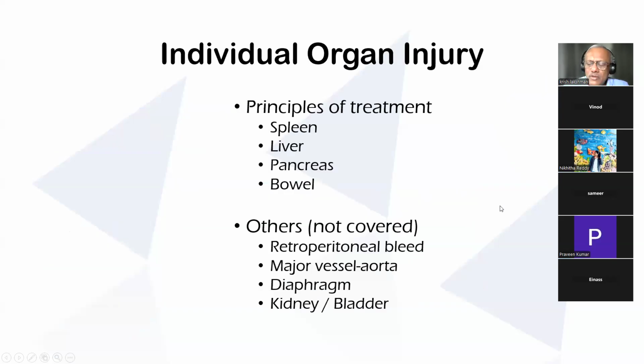Okay. Now, individual organ injury, I'll just run through this in the next 10 minutes and then we'll close the discussion. There are many areas that can be damaged: the spleen, liver, pancreas, bowel, retroperitoneal bleed, major vessel, aorta, diaphragm, kidney, bladder, apart from the bone injury, fracture of the spine and the pelvis. Many of these things can happen.